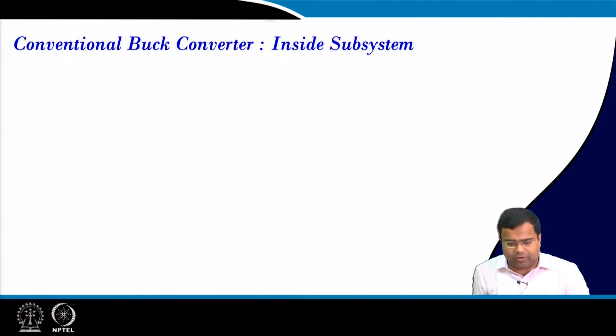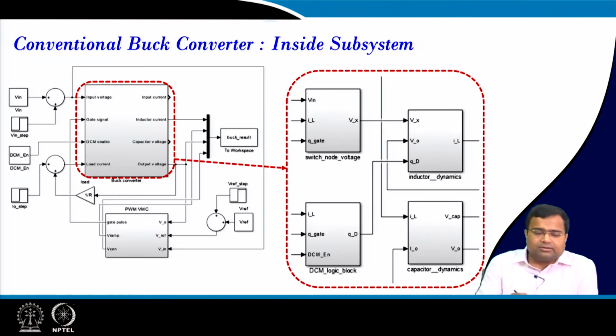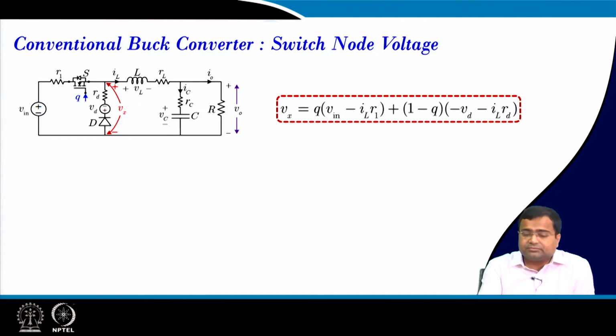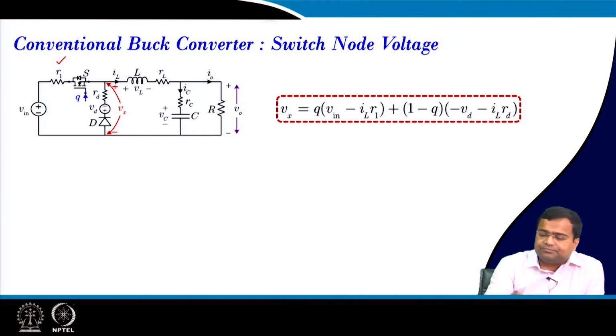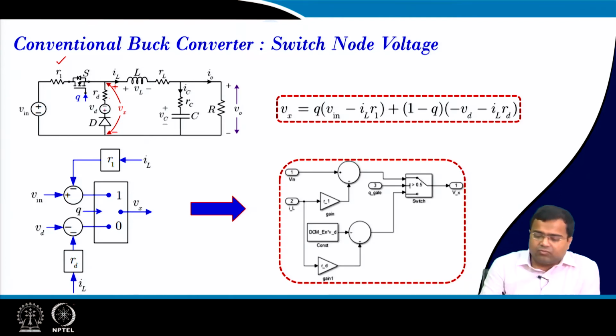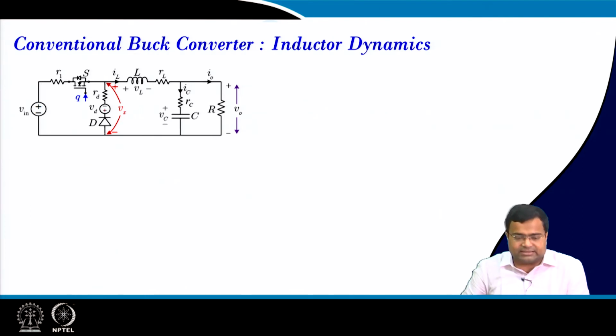Next, if you go inside this converter, the power stage, I have shown you the switch node configuration, then inductor dynamics, then DCM logic, and the capacitor dynamics. How is it realized? If you take the switch node voltage, it is Q Vin minus IL R1, where R1 is this one, then (1 minus Q) times minus Vd minus IL Rd. Vd is the diode voltage drop and Rd is the diode resistance drop. And this can be implemented by means of this logic, and we can create a DCM enable logic like this.